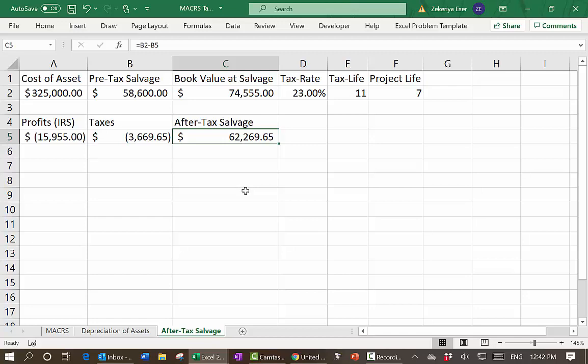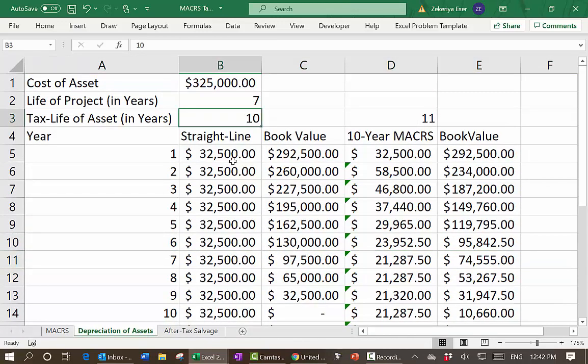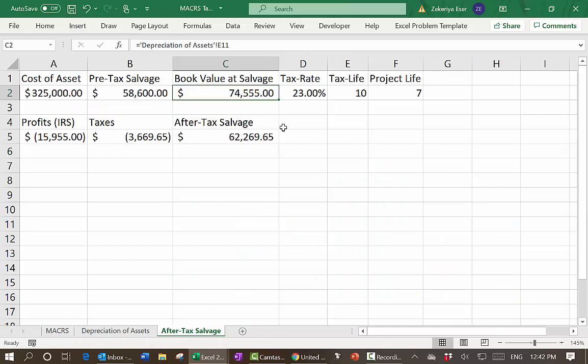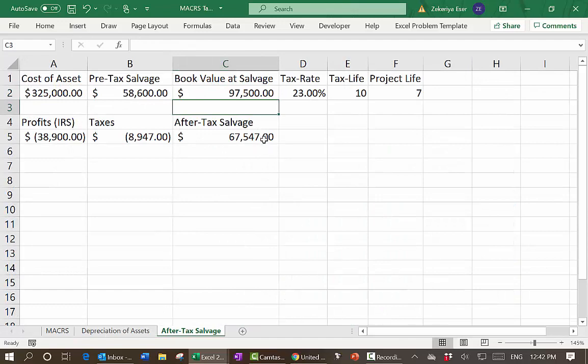Let's do another example. This time, this is going to be 10-year tax life, but I'm going to do straight line depreciation. Now, if I do that, it's already 10 there. At the end of 7 years, this is worth $97,500. Rest of my calculations are still the same.